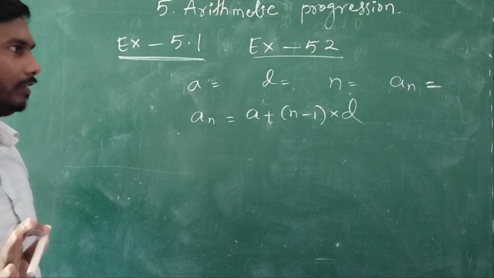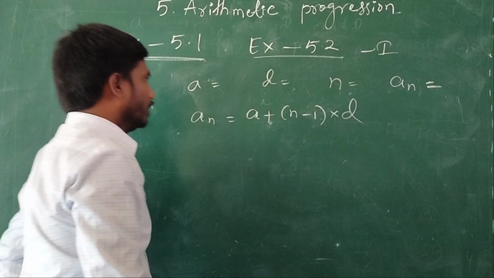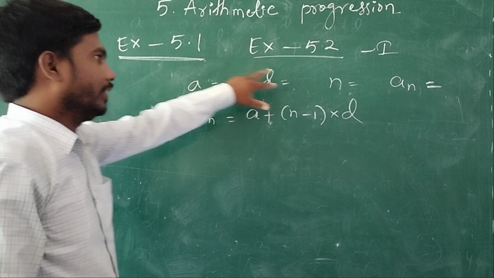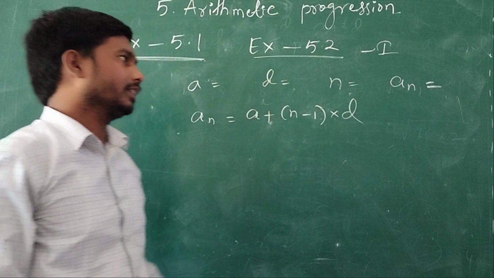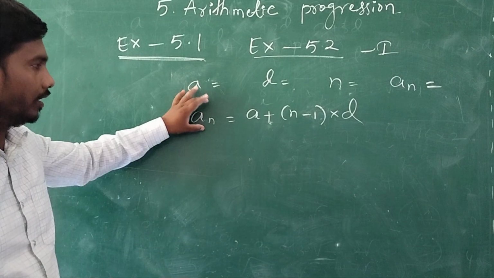In this particular bit, 5.2 first bit, a, d, n values are given and he is asking to find the a n value. So simple, a n is the nth term.